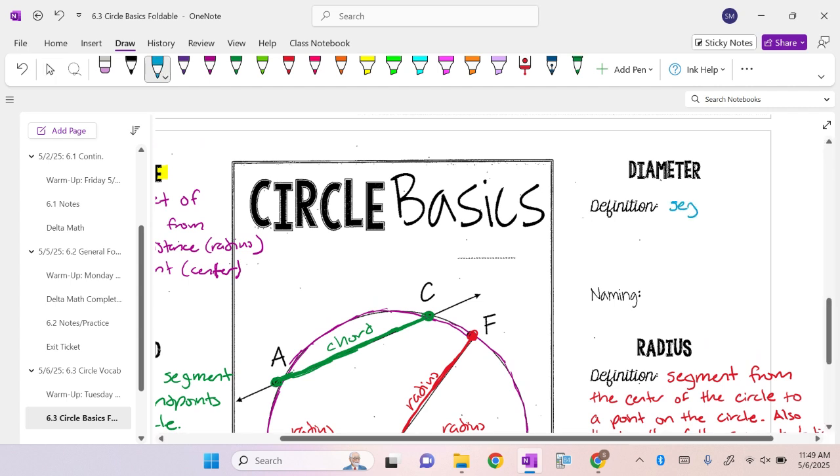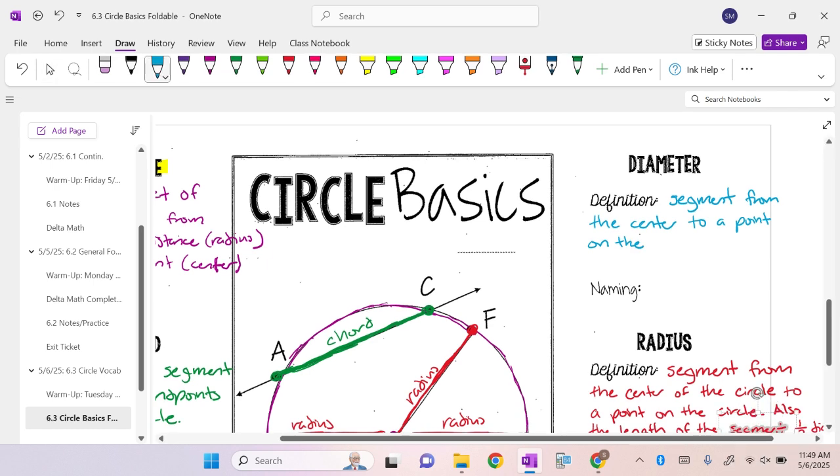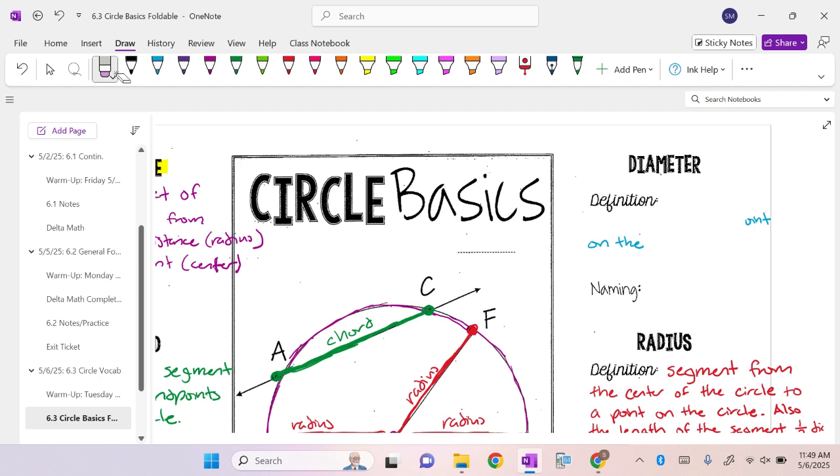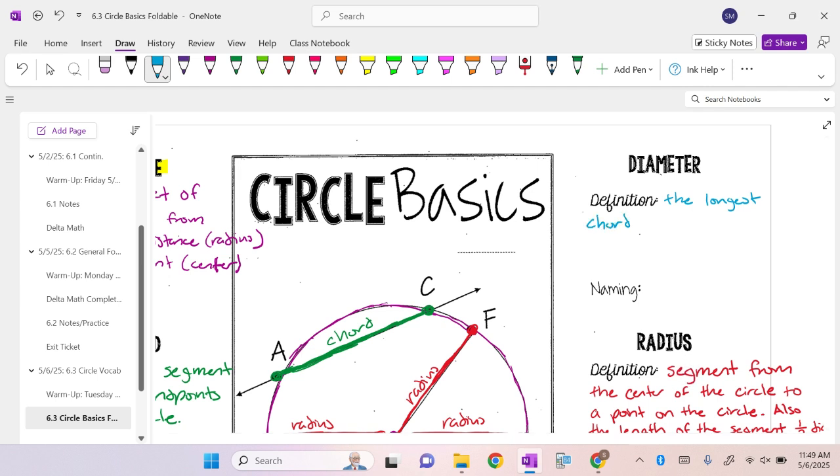So a diameter is the segment from the center to a point on the circle. I'm writing down the wrong one, guys. Erase. Sorry, I was writing down the definition for radius. So a diameter is the longest, again, my bad, chord of a circle, and it goes through the center.